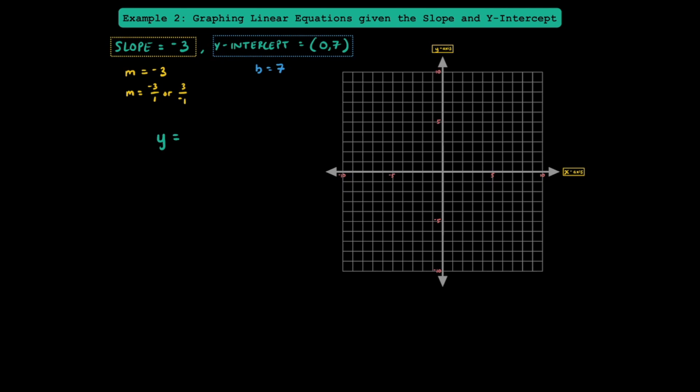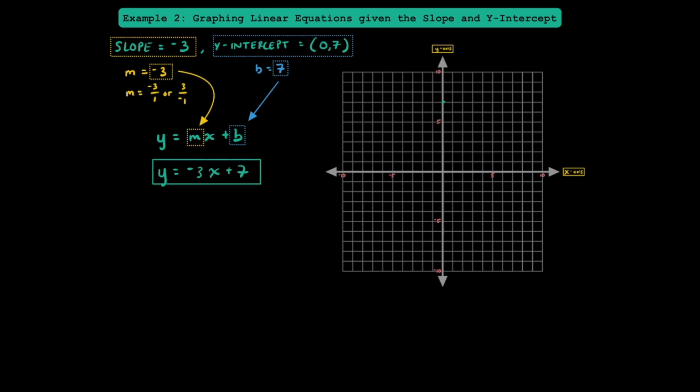Remember that slope-intercept form is y is equal to mx plus b. Substituting -3 in for m, and substituting in 7 in for b, we're going to get the slope-intercept form of y is equal to -3x plus 7. This will be our equation.